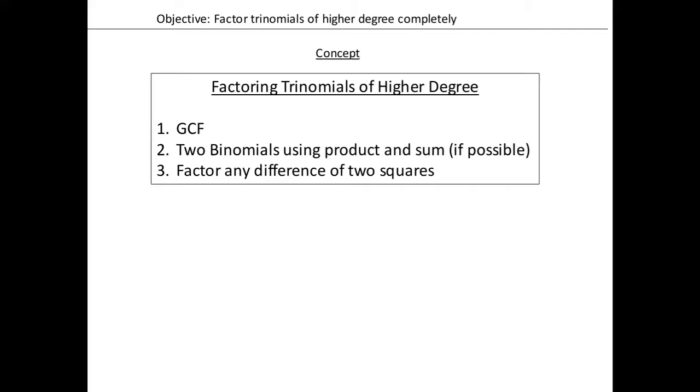You want to first find the GCF between all 3 terms, and then you want to factor out into 2 binomials using the product and sum if possible. So for the 2 binomials, you want to use area models in order to find your 2 binomials. And then you want to check to see if you have any difference of 2 squares, your dots, like we did the past 2 days. Okay?